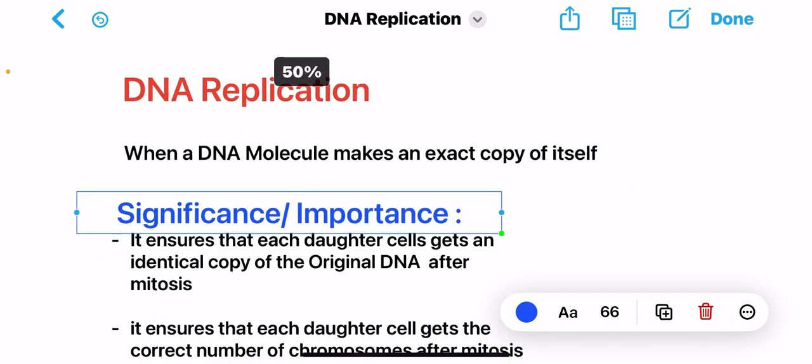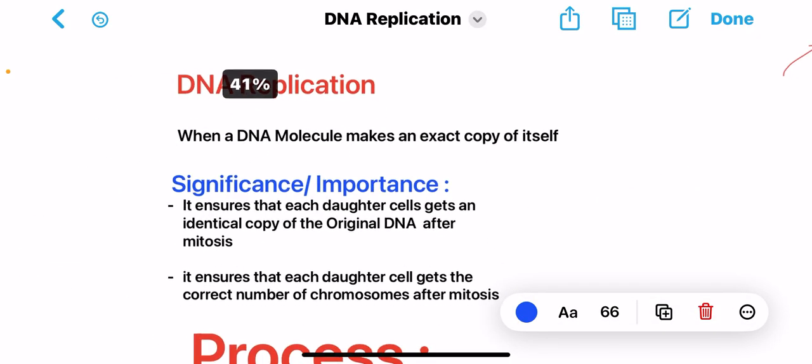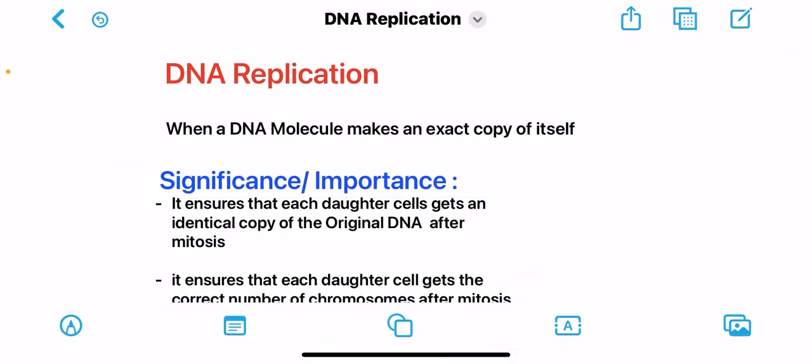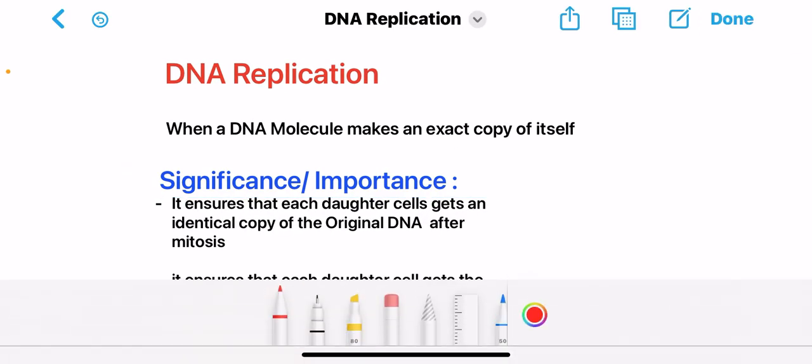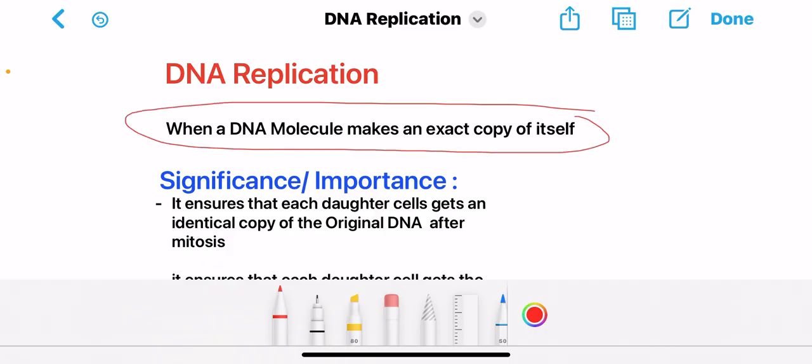So this is DNA replication. Now, what is DNA replication? DNA replication is when a DNA molecule makes an exact copy of itself. It means the DNA will make an identical copy of itself, another DNA which looks like it. That's why we say it is when a DNA molecule makes an exact copy of itself.